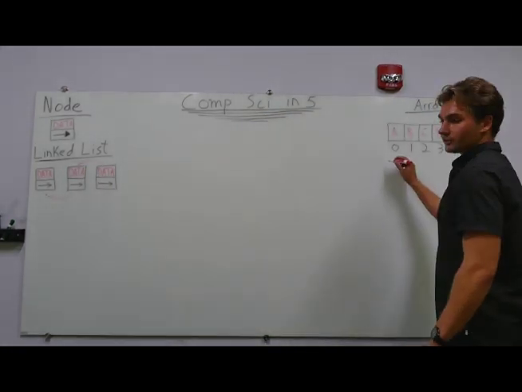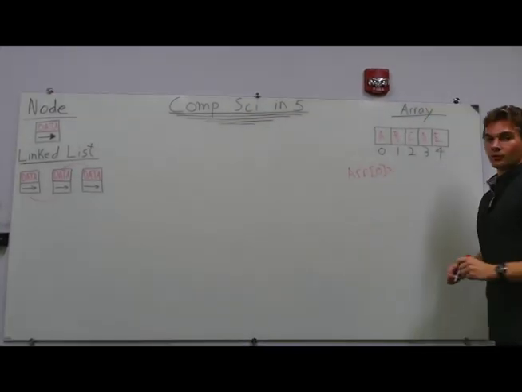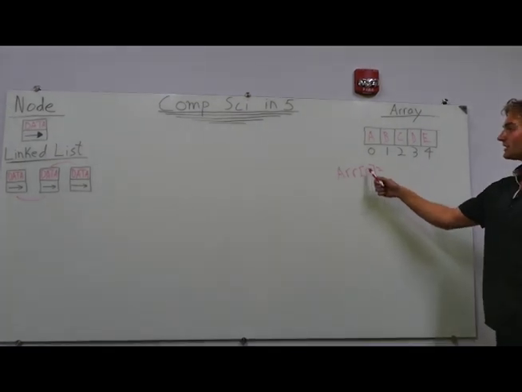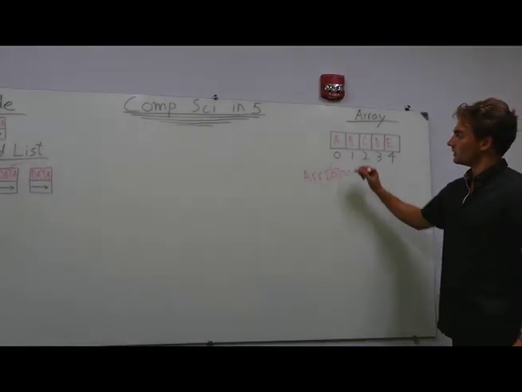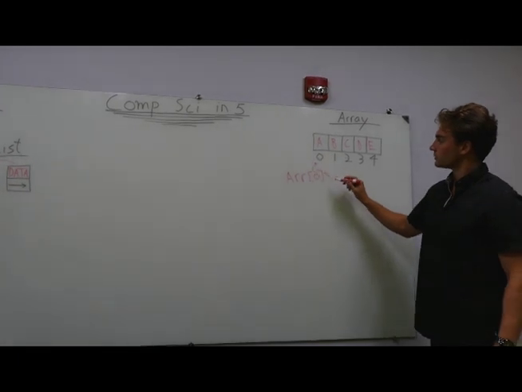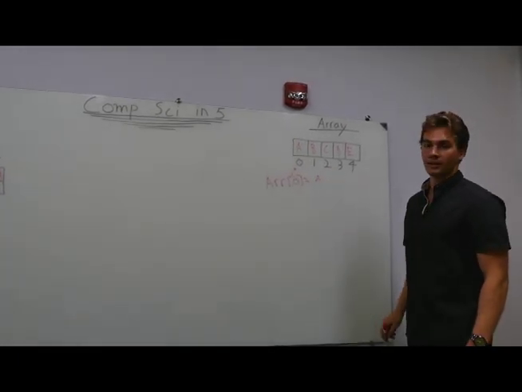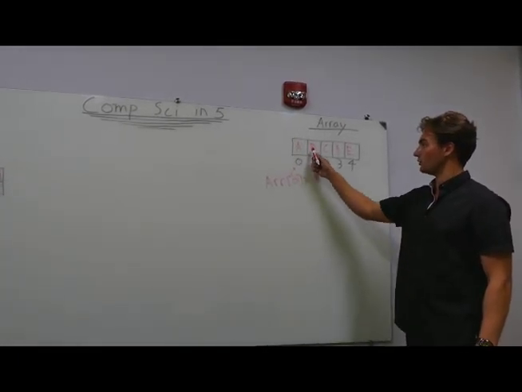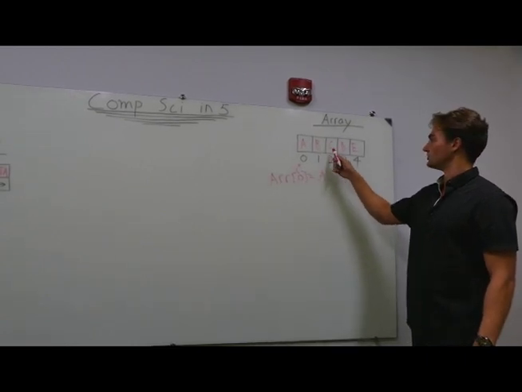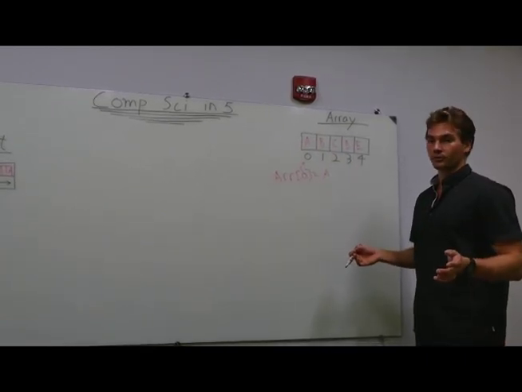So if we did something like this, what would it be? Well, this is the index right here. So this would be A. Likewise, we could change this to a 1 and it would be B. Change it to a 2, it would be C. So on and so forth.